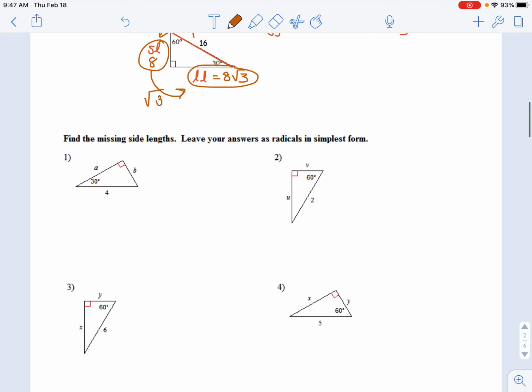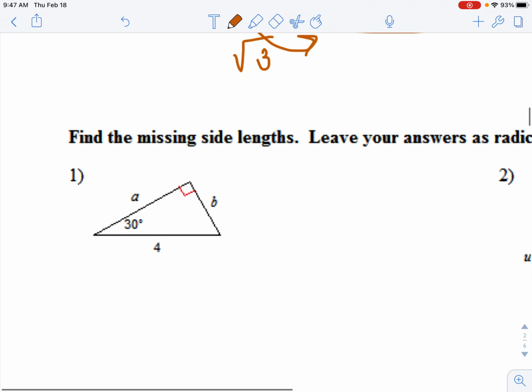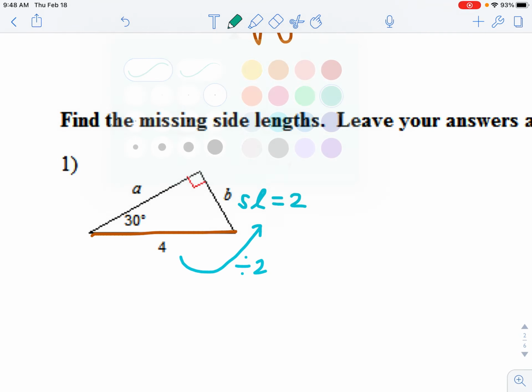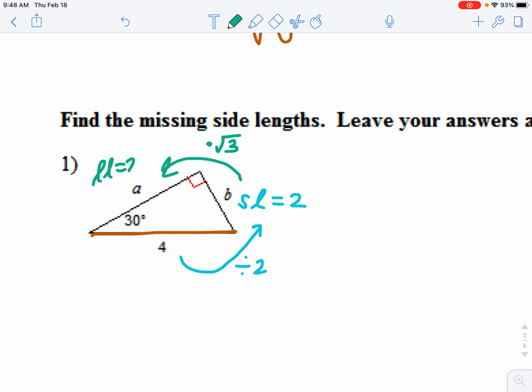So looking at this is why these are special right triangles. It makes things great, amazing, super fun. Given the hypotenuse, to get the short leg, just divide by 2. So the short leg equals 2. And then to get to the long leg, you multiply by radical 3. So the long leg equals 2 radical 3. And remember, these rules are just a side effect of the Pythagorean theorem.